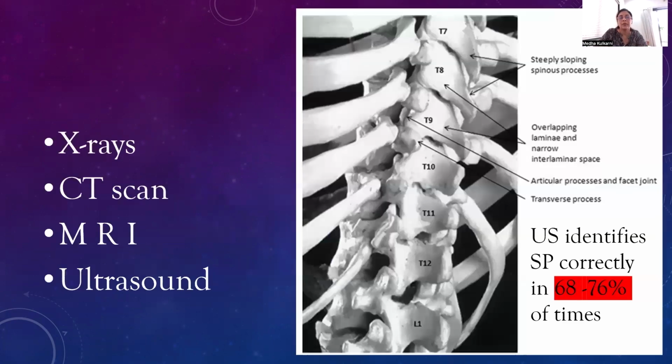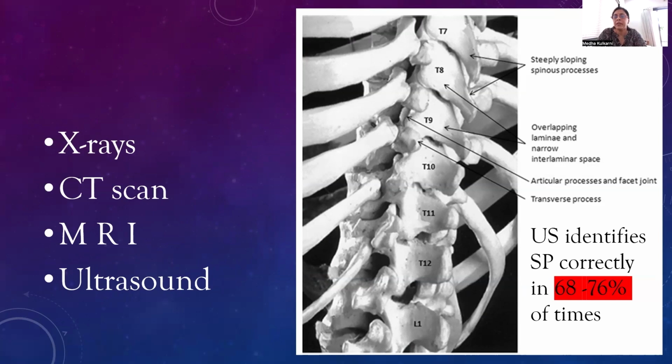Well, there are a lot of modalities that we use. We use X-rays, we may use CT scan, we may use MRI or ultrasound to identify the epidural space. So all these modalities basically we are using in order to increase our precision to reach the epidural space without causing much discomfort to the patient. So why is it necessary?